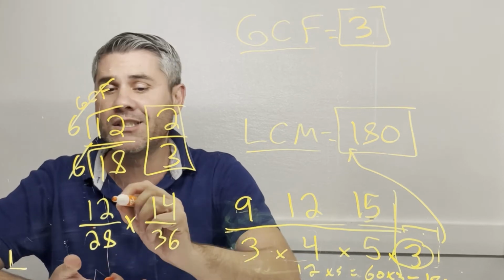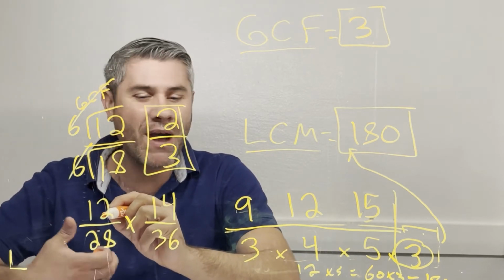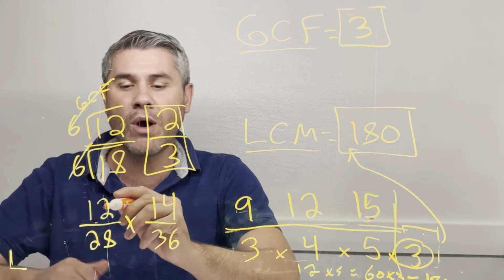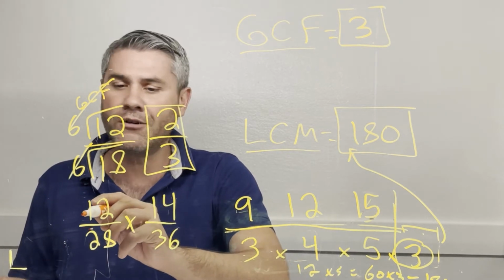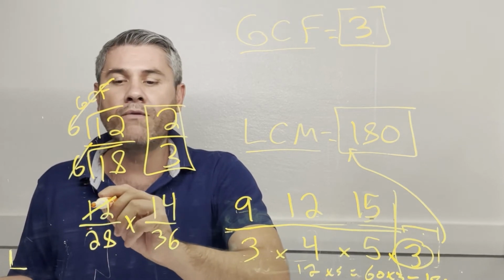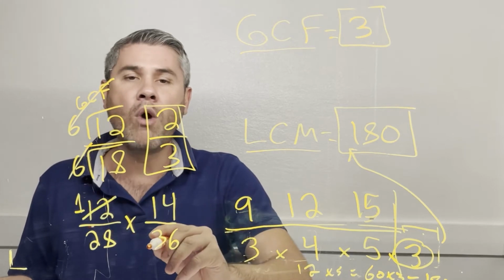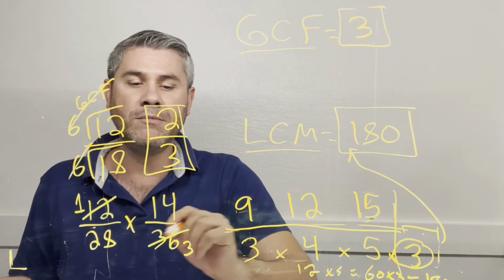12 and 36, they're divisible by 2, by 3, by 4, by 6, even 12, guys. If you see the greatest common factor, divide by that number. 12 goes into 12 once. 12 goes into 36 3 times.